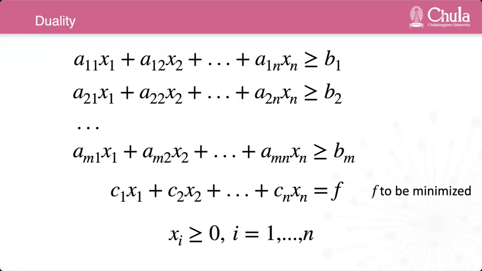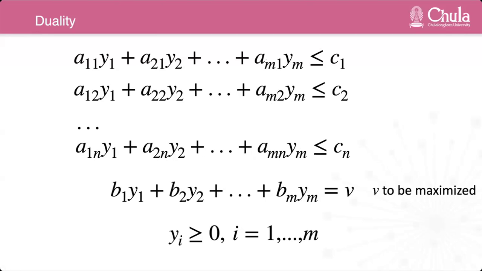Okay. For example, we have this linear programming. A11x1 plus A12x2 plus and so on, greater or equal B1. Okay. And you have the objective function in a minimization form of C1x1 plus C2x2 plus this. Yes. And all x decision variables are non-negative. Okay. You can convert it to this problem. This is the duality of that problem.